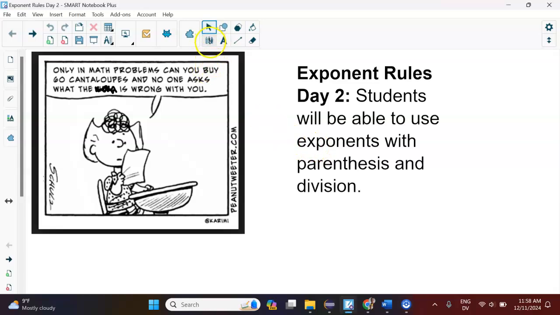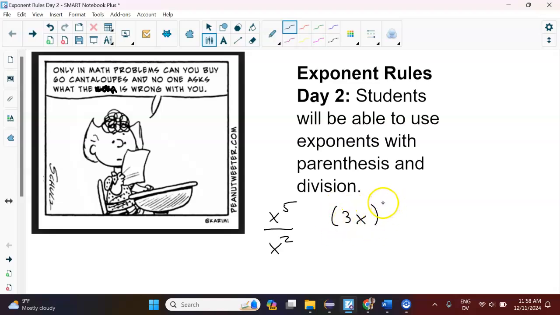All right, hello, welcome. This is day 2 of Exponent Rules, and we're still going to be using our rules from yesterday, like the zero and negative exponent rules, but we're going to learn a couple new ones today. One involving division, when you're dividing and the bases are the same, and then one kind of like a distributive property rule when you have an exponent on the outside. We talked a little bit about that yesterday.